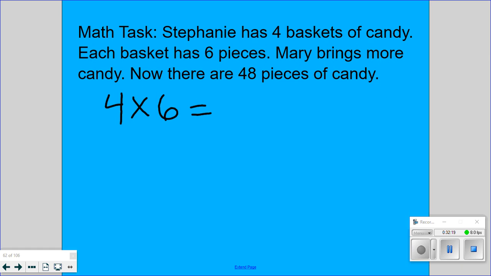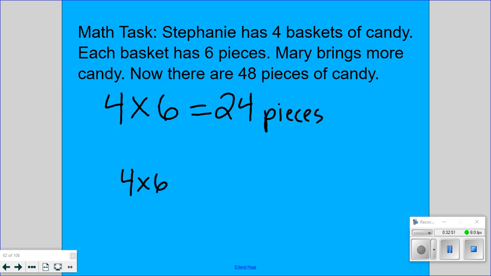What total did you get for Stephanie's candy? How much candy did Stephanie bring? This should be your part 1. So I should see hands. How much candy did Stephanie bring, Carl? 24. 24 what? Pieces of candy. Yeah. So we know Stephanie brought 24 pieces. So far, so good? Okay, so I've got Stephanie's candy here.